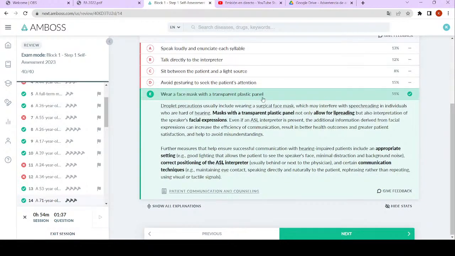Wear a face mask with a transparent plastic panel seems to be the best way to treat this, because you will be safe because of the droplet precautions. They allow for lip reading because some patients also do not speak ASL, and they could read the lips, and we can also see the facial expression.